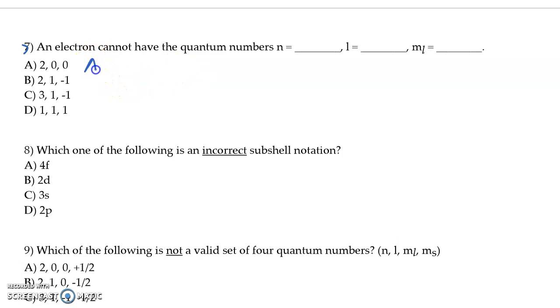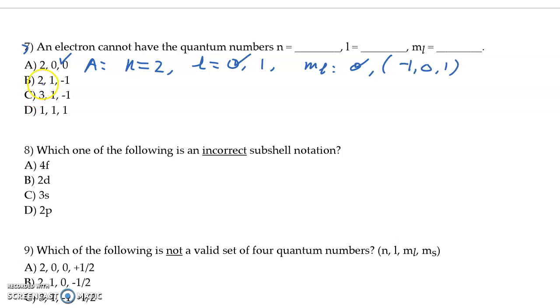So A over here, when n equal to 2, L can be equal to 0 and 1. Okay, so it's good. And when L equal to 0, the ML can be equal to 0. Okay, when L equal to 1, then ML can be equal to -1, 0, and 1. Okay, so this one is good. 2, 0, 0. So that is good.